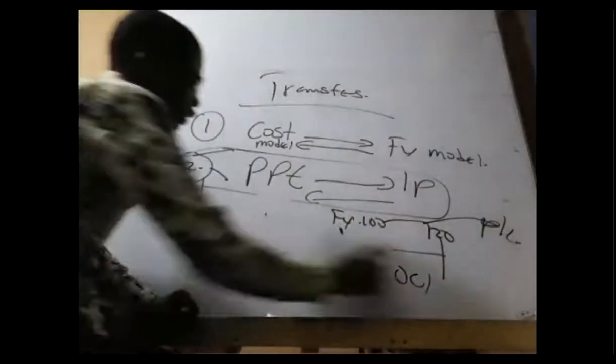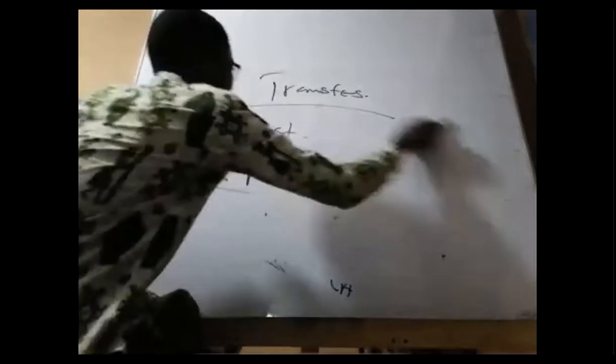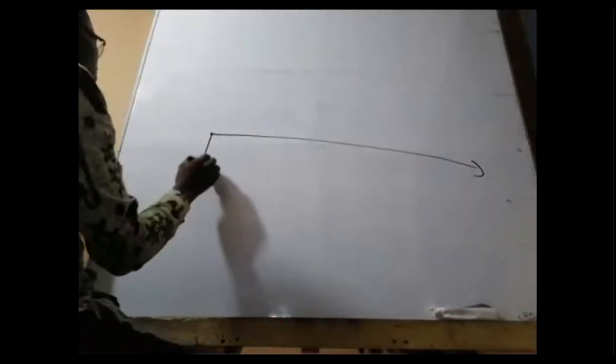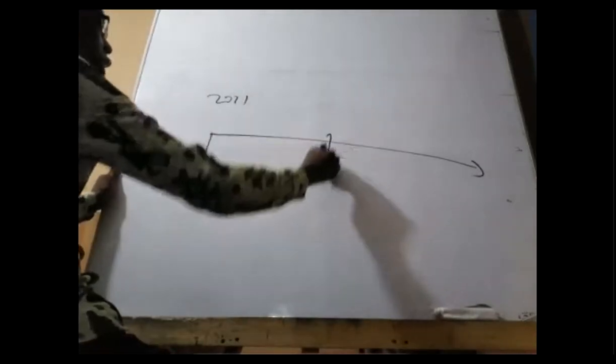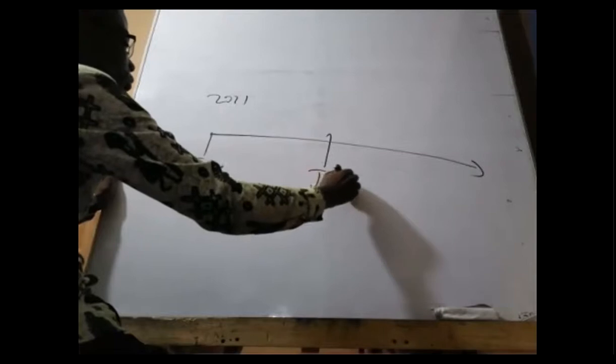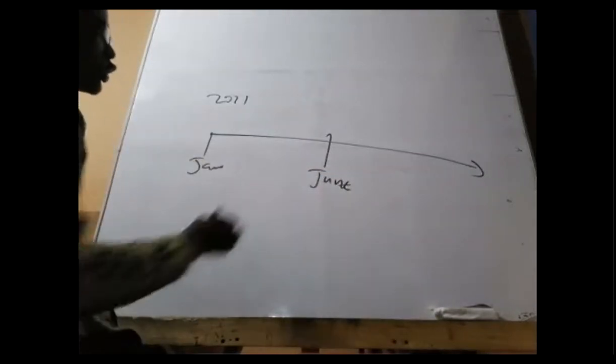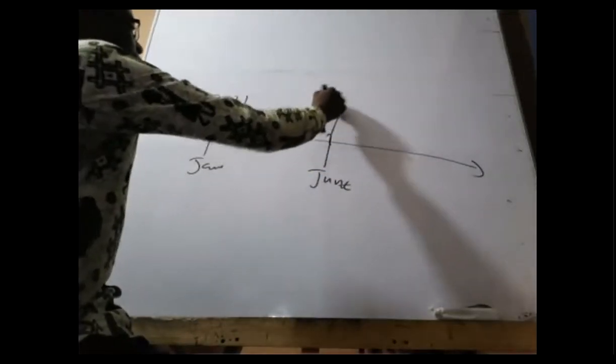The entity, let's draw a nice number line for this. This is January 2011, the 2011 financial year. In June, something happened. In June, they did a transfer.